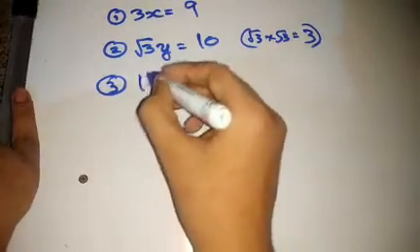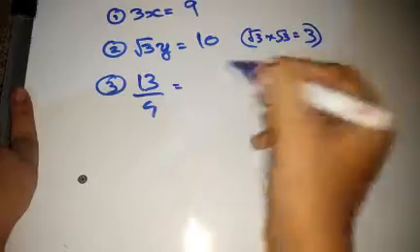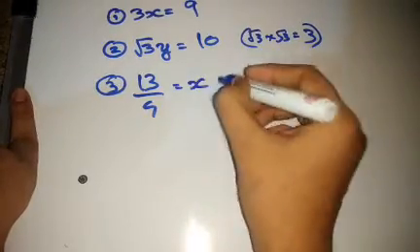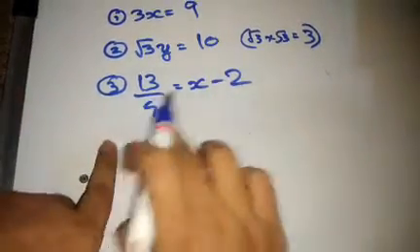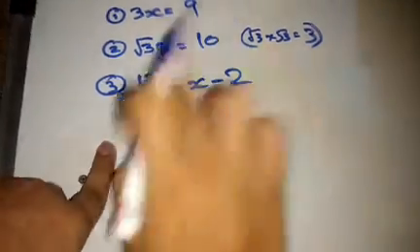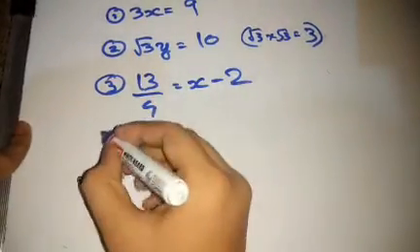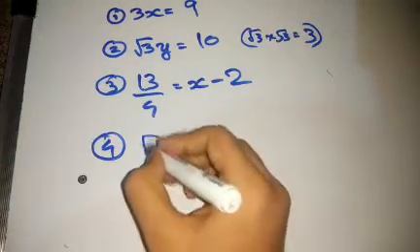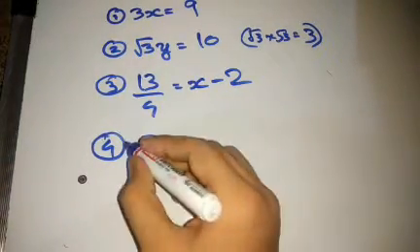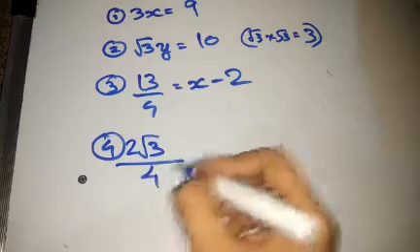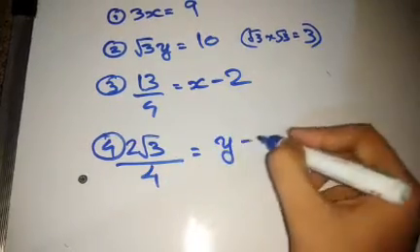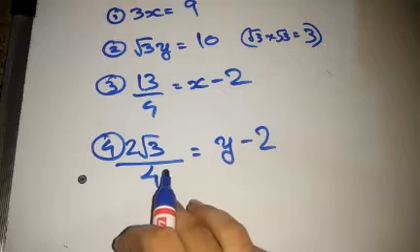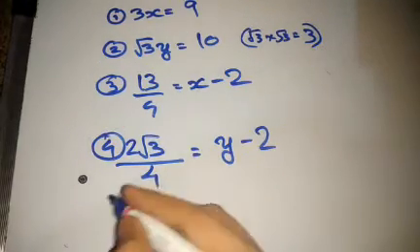Third, I am giving 13 by 4 equal to x minus 2. LHS and RHS doesn't matter. Just when changing sides, you have to put minus. That is the rule. And fourth is we are taking some complex one, root 3 by 2 root 3 suppose, upon 4 equal to y minus 2. It is somewhat complex, but you can take it as a challenge.